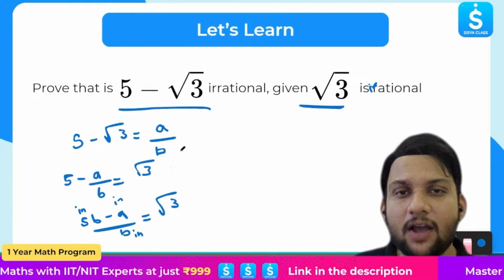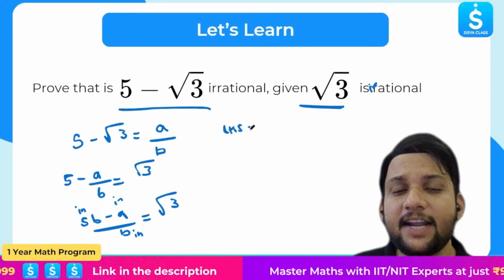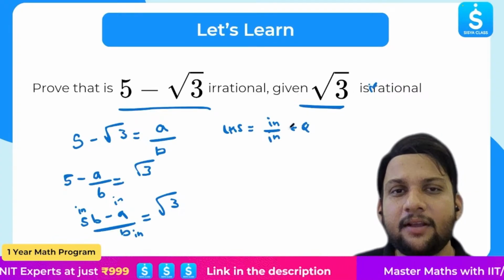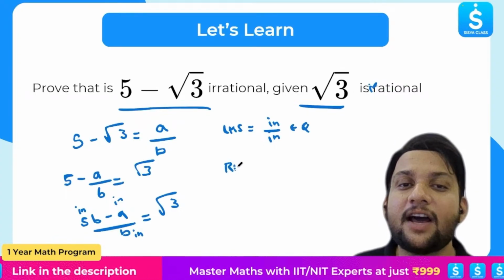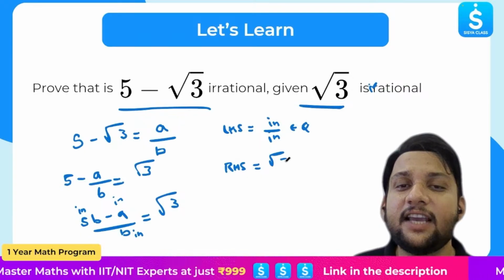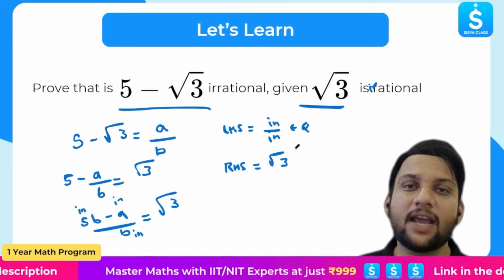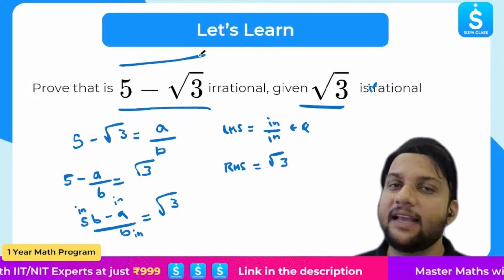So in the LHS, we have an integer by integer, which for sure is a rational number. But in the RHS, we have root 3, which is given in the question as irrational. This contradicts our assumption one more time. That means 5 minus root 3 is irrational.